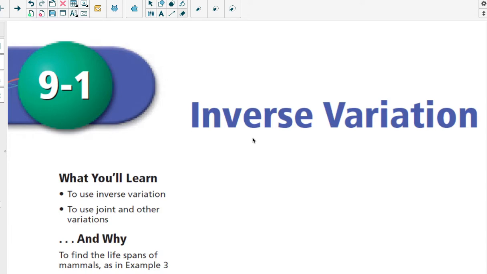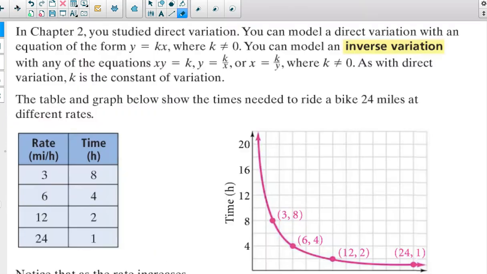Hey guys, 9-1 inverse variations. All right, so we've got 2 or 3 examples that we're doing in this first part, and then we will resume with the final examples. Starting with inverse variations, today we are looking at how to use those, and with that, we need to also talk about direct variation.